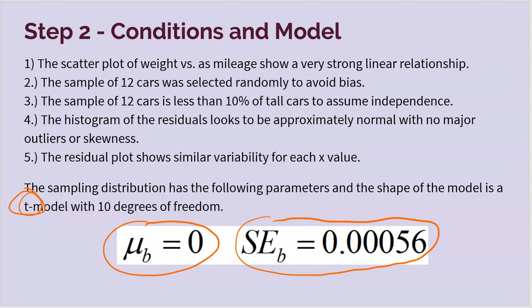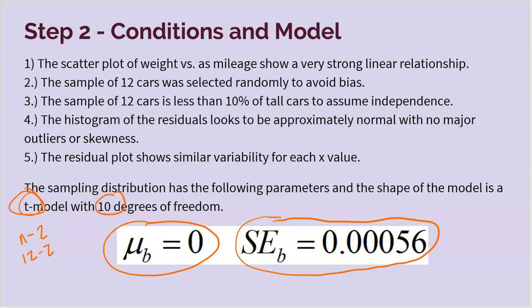Why do I need a t-model? Because I'm using standard error. This standard error did come from my sample data. It didn't come from all cars because I don't have all cars in front of me. I only have 12. So that is why I have to use standard error here. And remember, when you use a t-model, there are slightly different models depending on degrees of freedom. And the degrees of freedom in a regression analysis for slope is n minus 2, so 12 minus 2 is where I got my 10 degrees of freedom from.